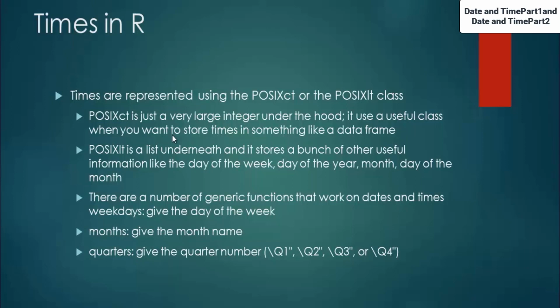There are a number of generic functions that work on dates and times. Weekdays, for example, gives the day of the week, and months gives the month name. Quarters gives the quarter number. For example, January to March is quarter one, April to June is quarter two, and the same way till October to December.